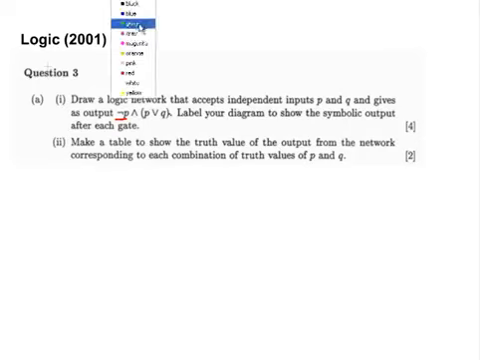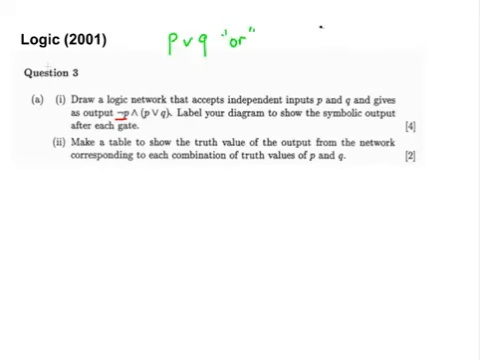So, let's just get our notation right. P or Q, whereas that means not P, and this means and. So not P. Now again, it's important to get those symbols right in the first instance. Label your diagram to show the symbolic output after each gate. So that's an important step. Don't forget to properly label your diagram.